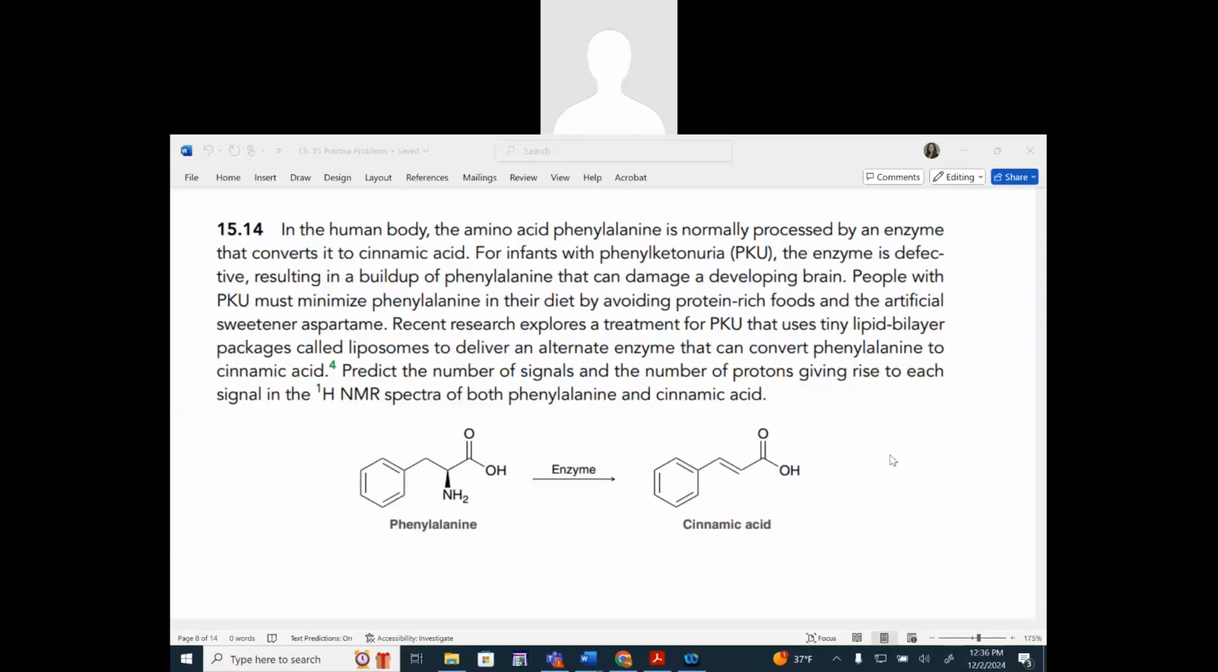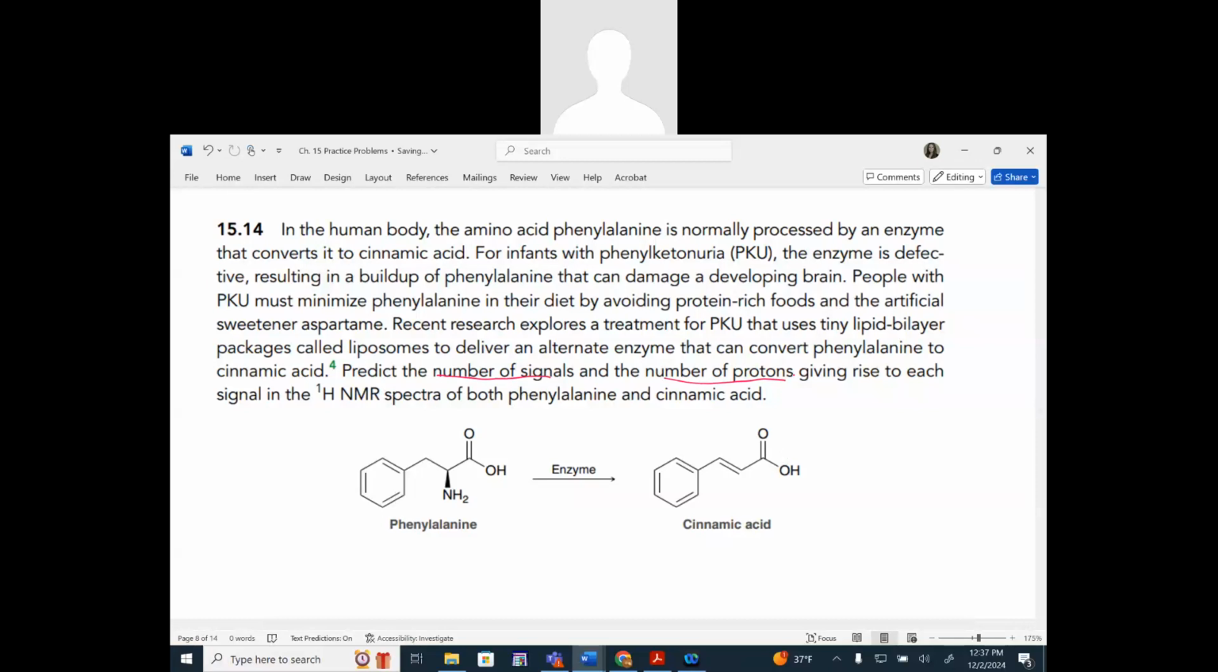For problem 14, we are given two structures here, phenylalanine and cinnamic acid, and we are asked to predict the number of signals and the number of protons that give rise to each signal in a proton NMR spectra for both of these compounds. So our first compound is phenylalanine.